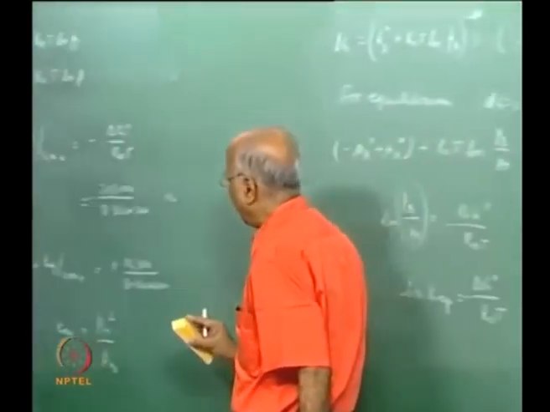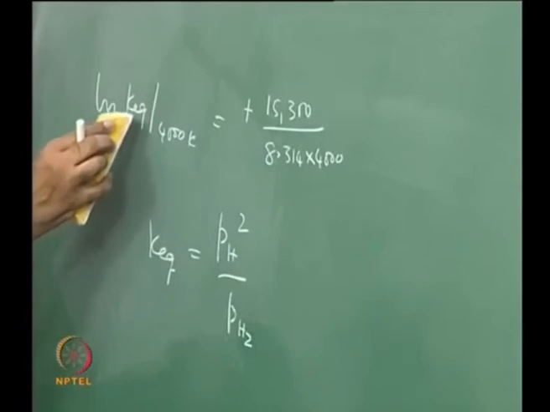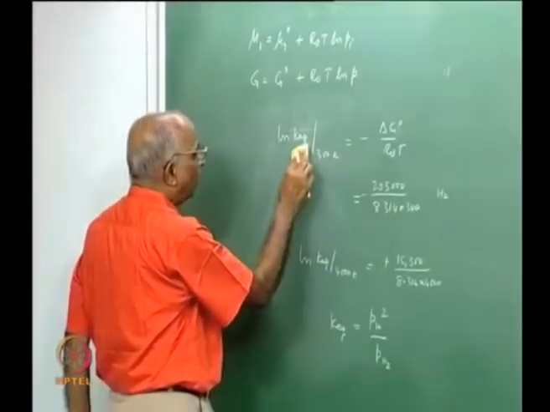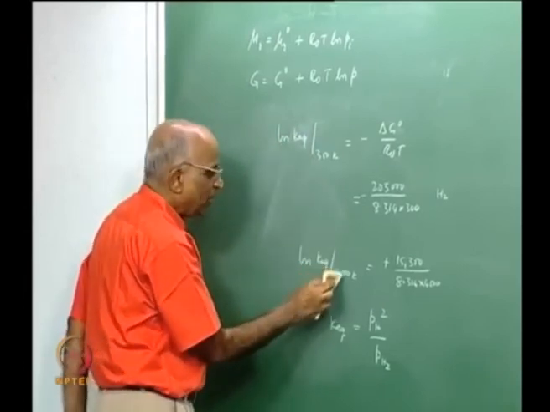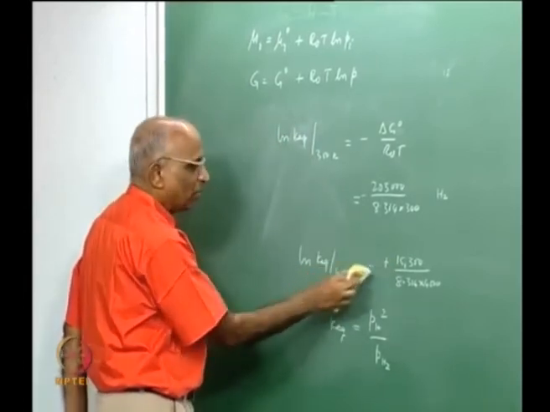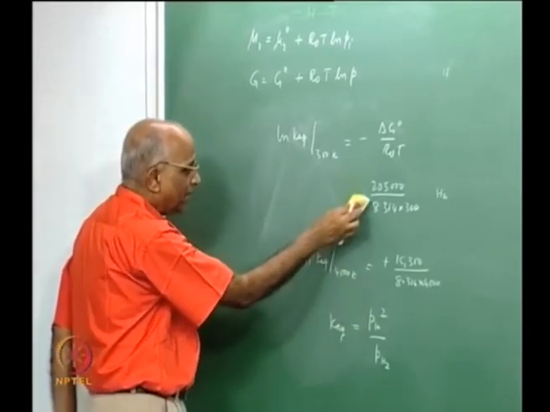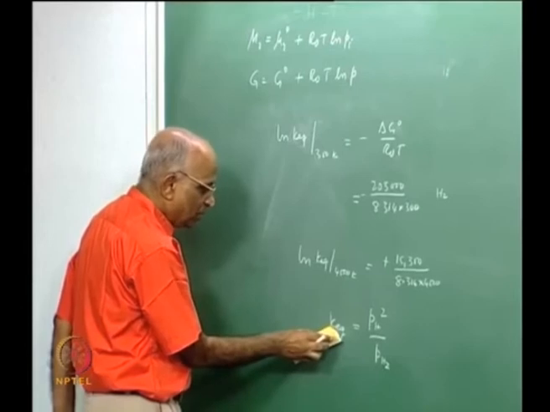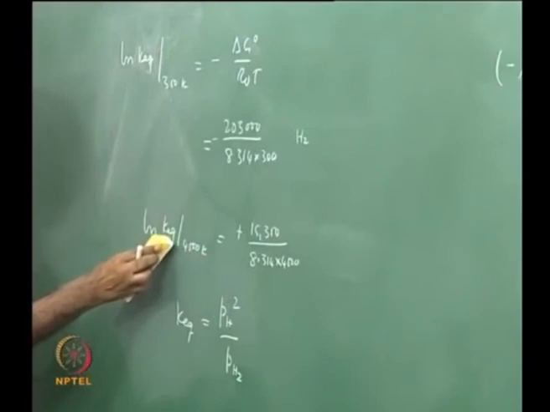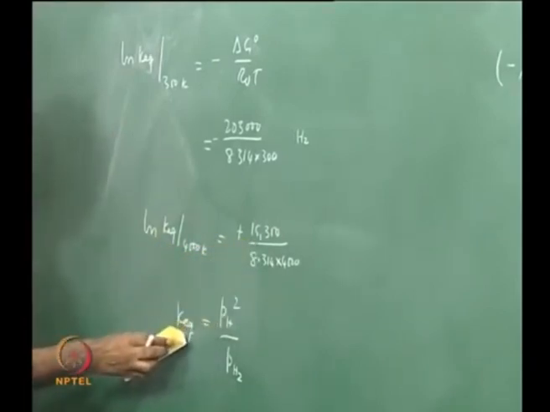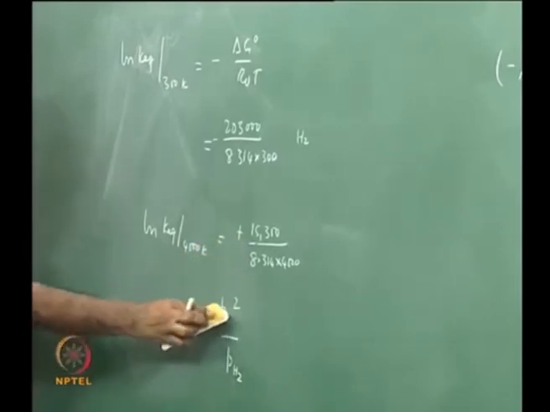Actually, K equilibrium itself is never negative. When I say ln K equilibrium is negative, all we are saying is that K equilibrium is a small number, and therefore pH2 is larger. When ln K equilibrium is positive, K equilibrium becomes a larger number, and the products are larger.